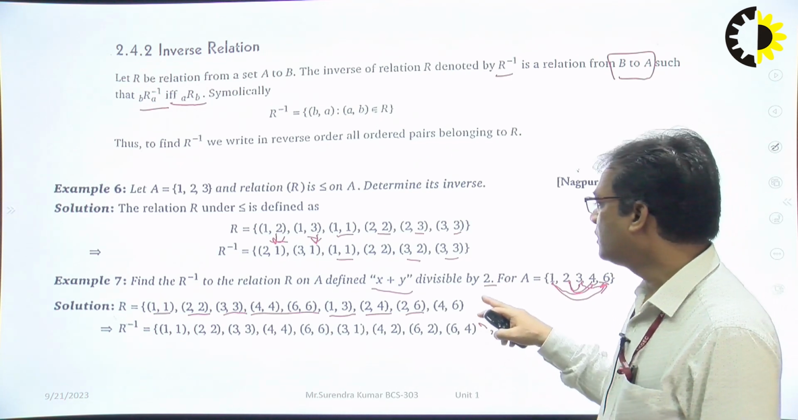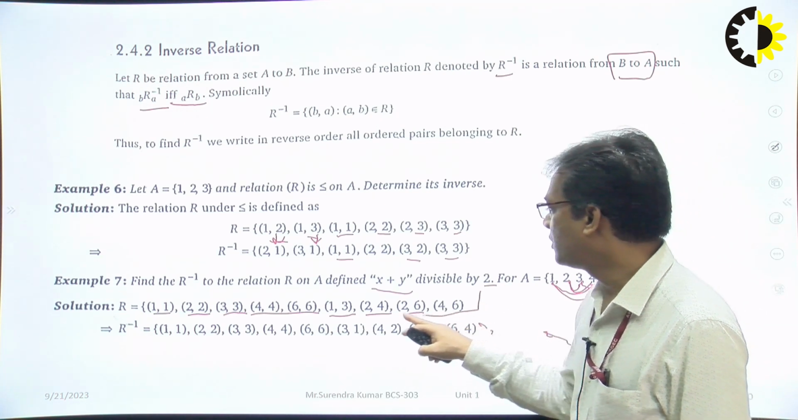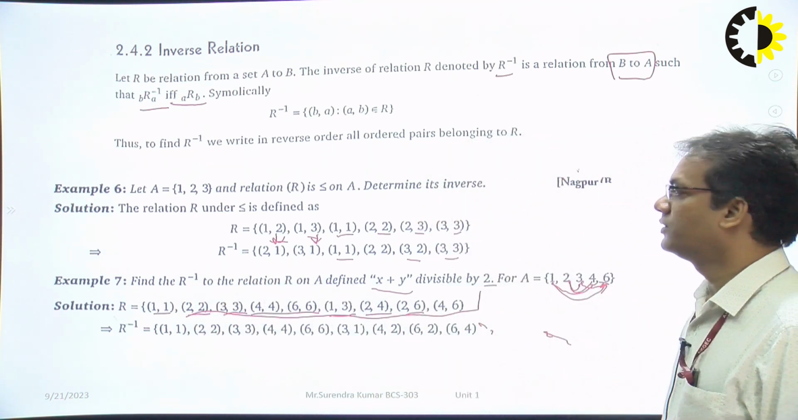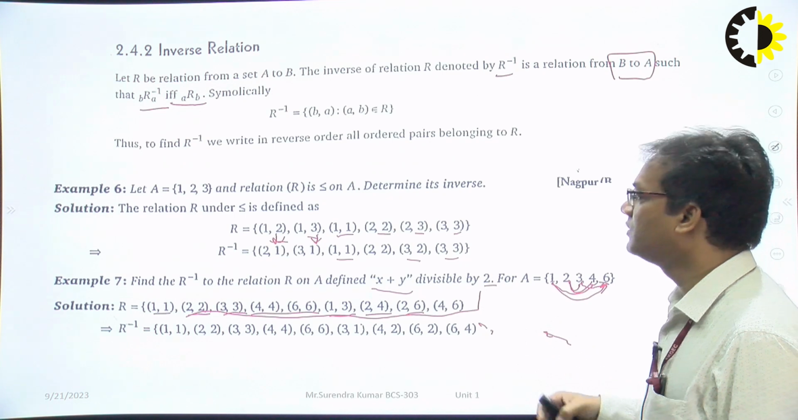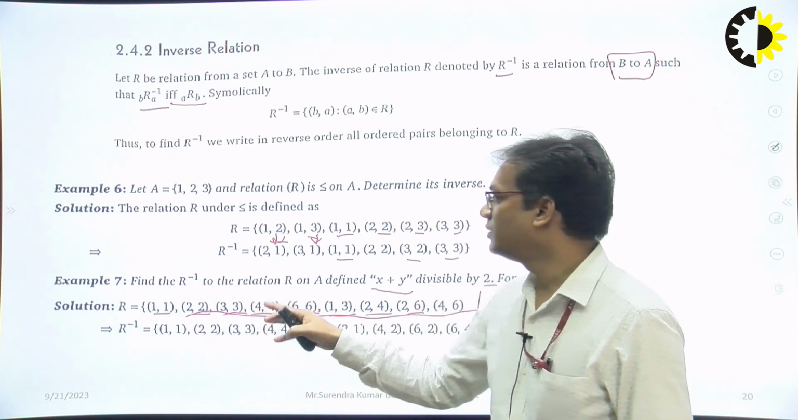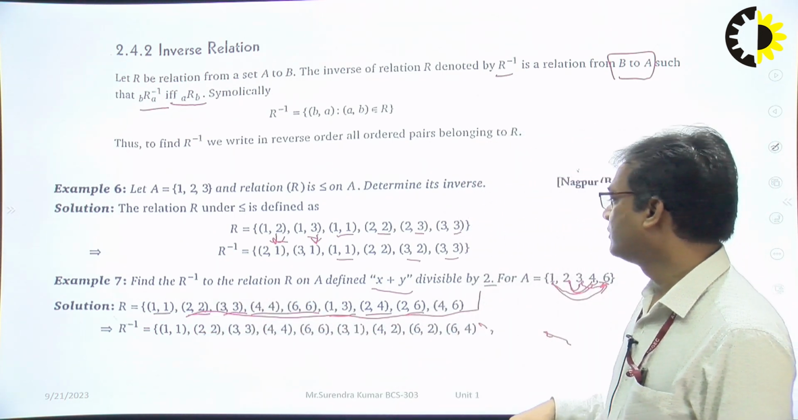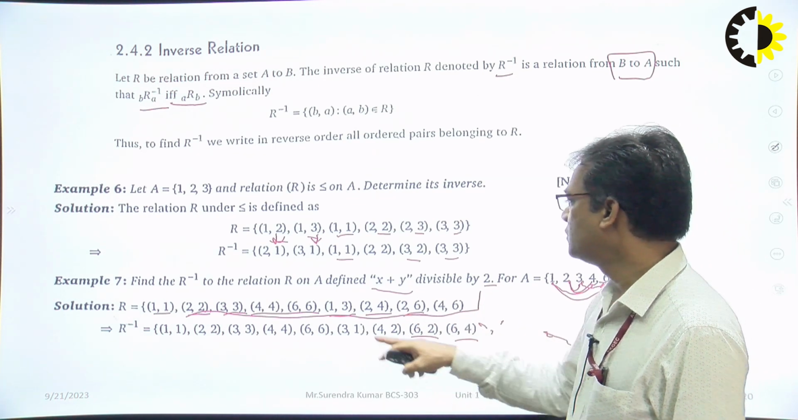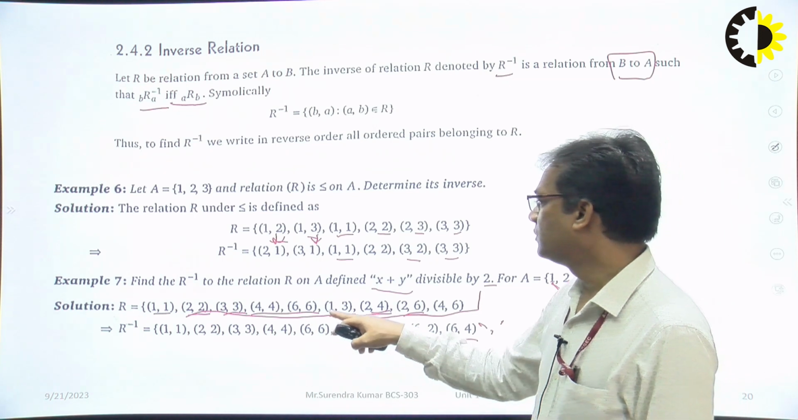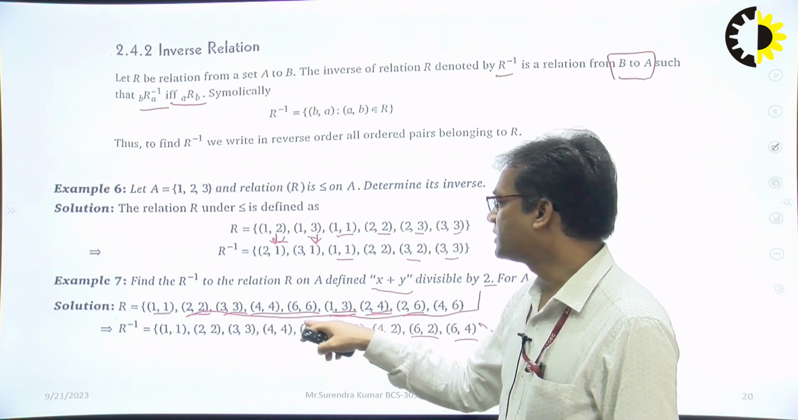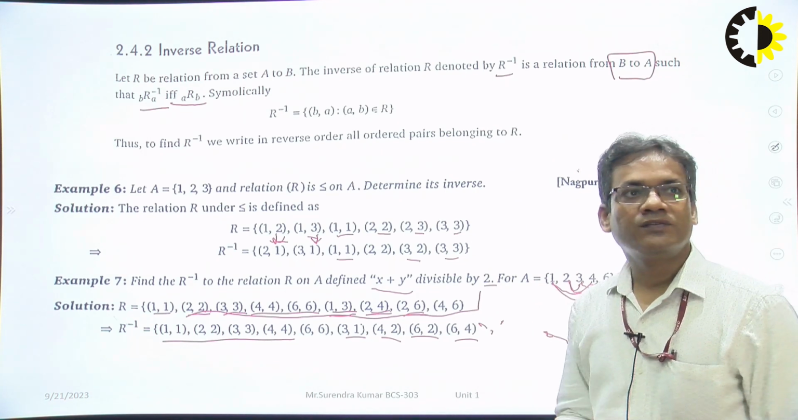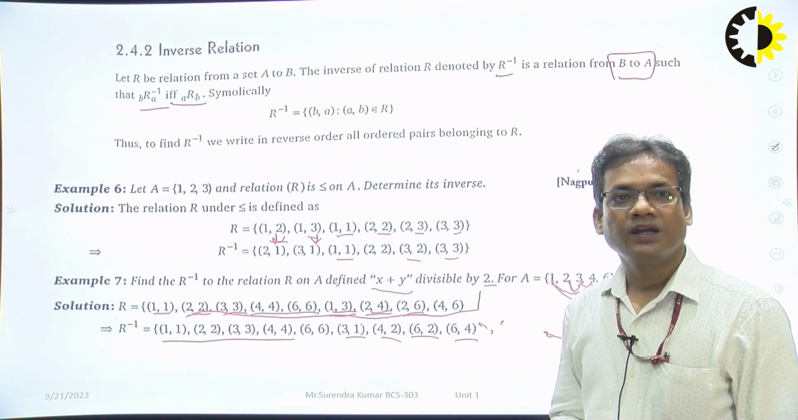So these are the total ordered pairs of the relation, and for finding the inverse of this relation, you just reverse all the ordered pairs. (4,6) becomes (6,4), (2,6) becomes (6,2), (2,4) becomes (4,2), (1,3) becomes (3,1), and the rest are the same. So in this way you can find the inverse of a relation.